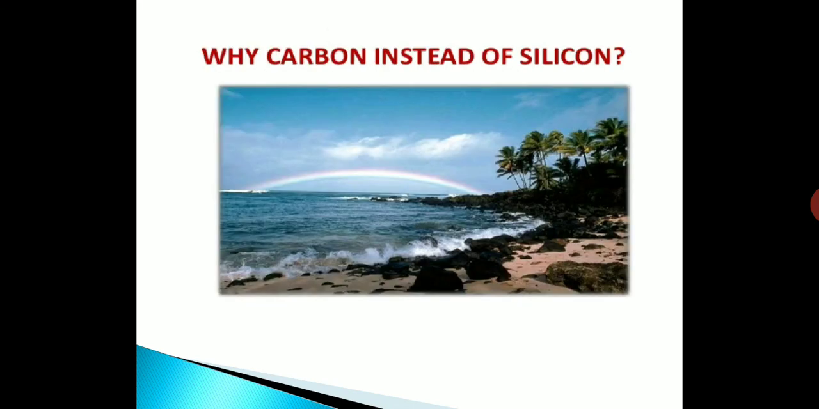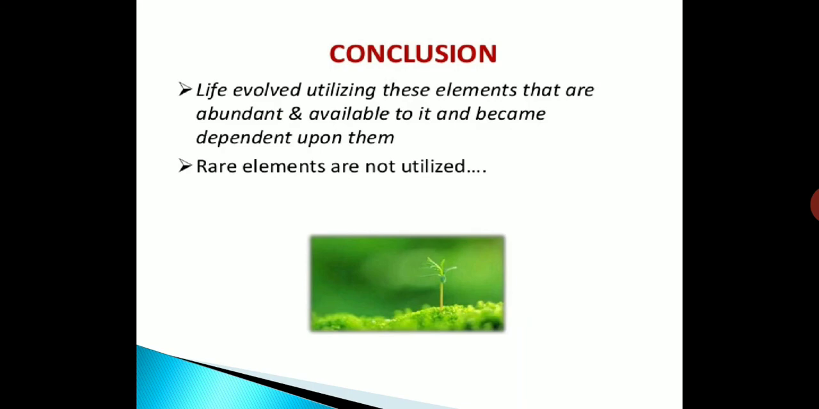So why carbon instead of silicon? The conclusion is life evolved utilizing those elements that are abundant and available to it and became dependent upon them. Rare elements are not utilized.